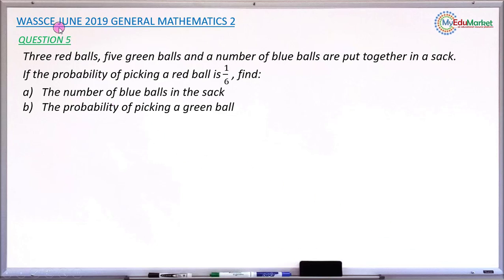This is WAEC June 2019 General Mathematics Paper 2. We were answering question number 5. And the question reads: 3 red balls, 5 green balls, and a number of blue balls are put together in a sack. If the probability of picking a red ball is given as 1/6, the question asks us to find: A, the number of blue balls in the sack, and B, the probability of picking a green ball. So let's attempt to answer this very question together.